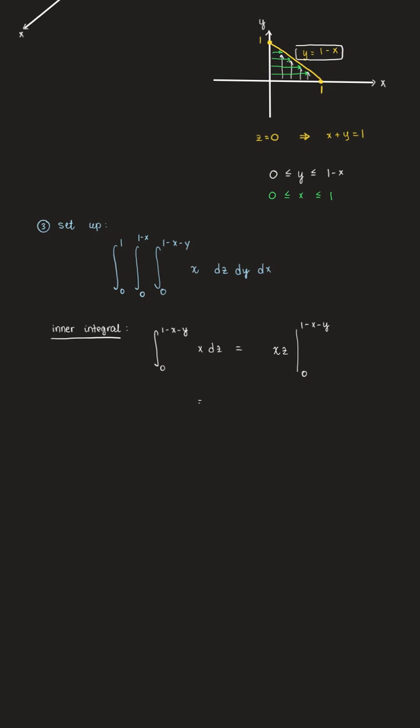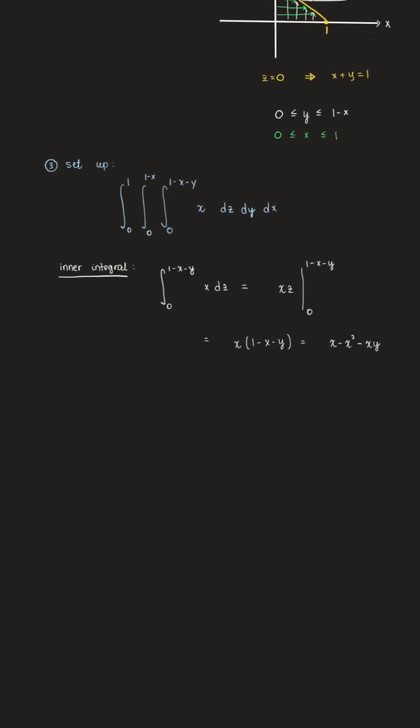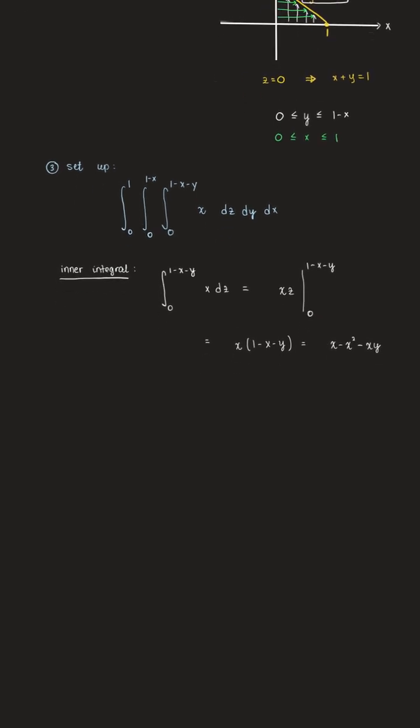And so applying the fundamental theorem of calculus, we have x times 1 minus x minus y for z. And then when I subtract what I get when I put z equals 0, that's just going to be 0. I'm going to go ahead and multiply this out and get x minus x squared minus xy. We may not have needed to, but I did. Okay, now let's work our way outwards to our middle integral.